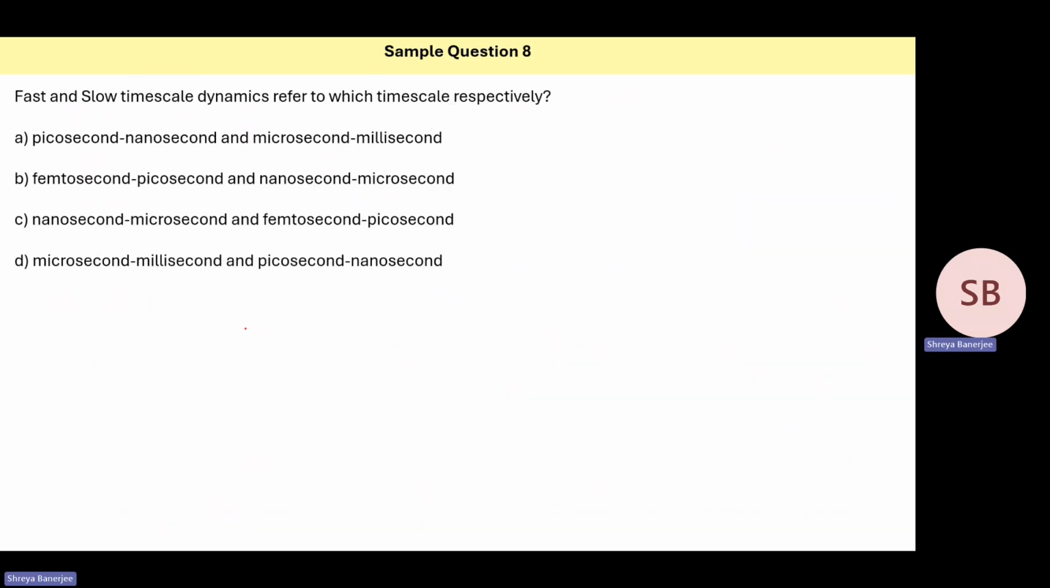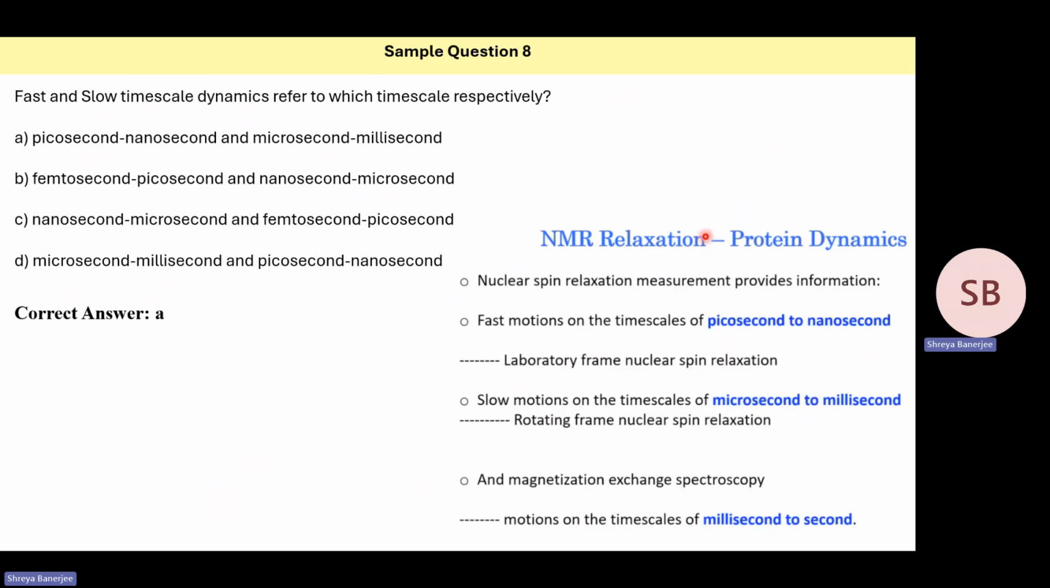Then you have a question. Fast and slow timescale dynamics refers to which timescale respectively? If you remember our previous class, the fast motion timescale is from picosecond to nanosecond, and the slow motion timescale is from microsecond to millisecond. And the magnetization exchange spectroscopy is studied from millisecond to second. So here, fast should be from picosecond to nanosecond, that is option A. And option A also says that slow is from micro to milli. That is the correct answer. So the correct answer is option A.